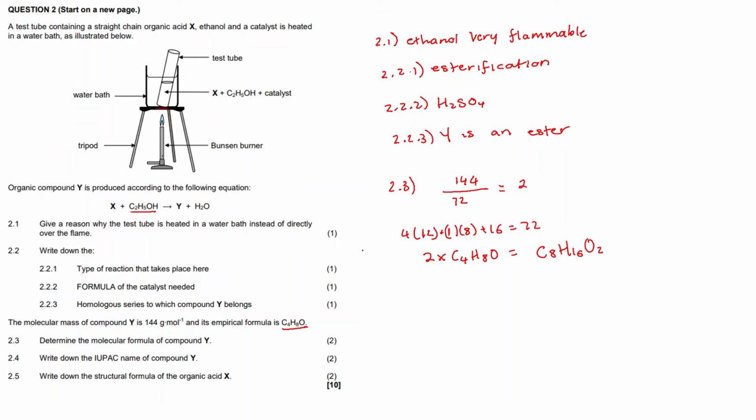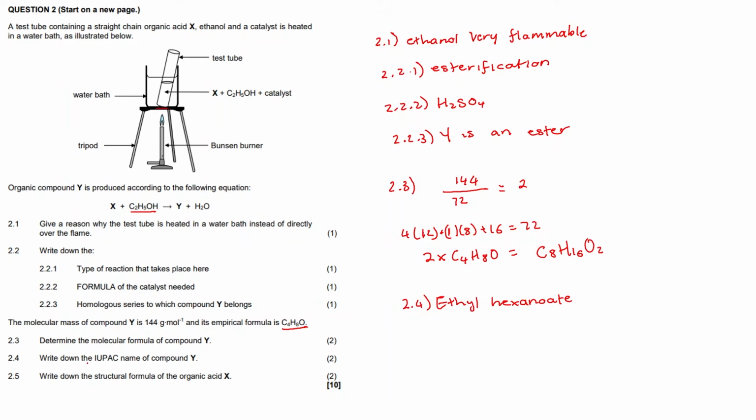Question 2.4. Write down the IUPAC name of the compound Y. So, since we have 8 carbons, 16 hydrogens, and 2 oxygens, and this is an ester, we know that we have to have a structure that has the 2 O's being in the ester form. And when we do that and we use the amount of hydrogens, we should also have to incorporate the ethanol and the X that we have produced to create the ester. Since we have ethanol and we have 8 carbons, we know that it is ethyl hexanoate.